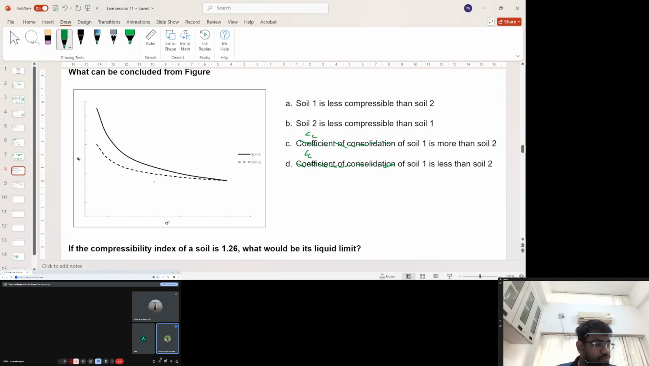Is it MCQ, sir? Sir, there can be multiple options also. Okay. Soil 1 is less compressible than soil 2. Is it? So how will we analyze this? Is it option A and C, sir? Is soil 1 less compressible or soil 1 more compressible?